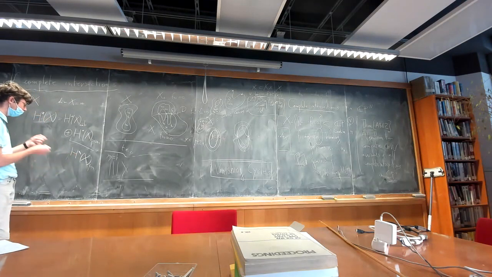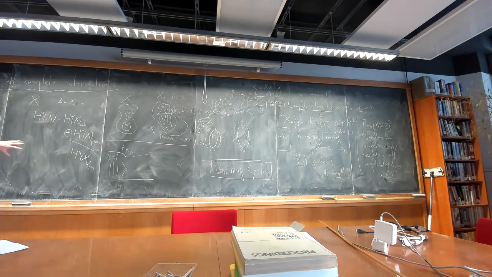And because this form is something topological, the monodromy has to preserve it. So this monodromy group has to be contained inside the orthogonal or symplectic group of the cohomology. And the non-trivial claim is that it is Zariski dense inside the complex orthogonal or symplectic group.